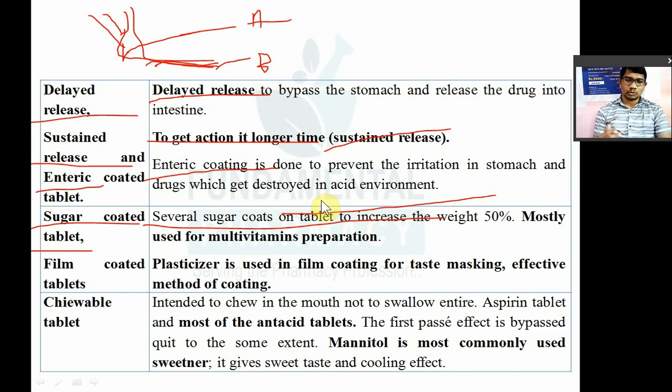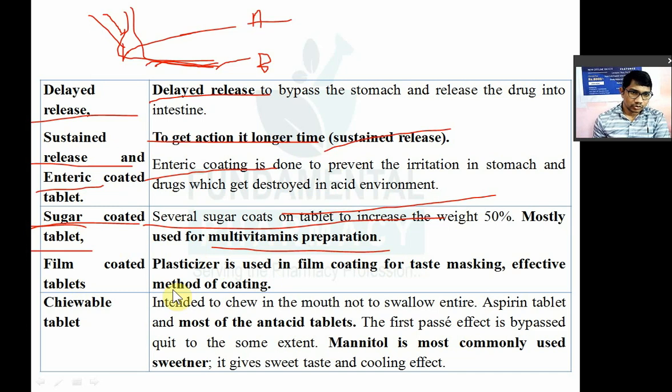So you can say up to 50 to 100% weight can be increased after sugar coating of a tablet, or you can say doubling of weight is possible in the sugar coating of a tablet. Now you may find mostly the multivitamin preparations. Multivitamin preparations are mostly sugar coated. Sugar coated tablets are mostly multivitamin. There is one, I think, a tablet that is chocolate coated. Actually it is a multivitamin tablet, a chocolate coated multivitamin tablet. I can't remember its name right now.